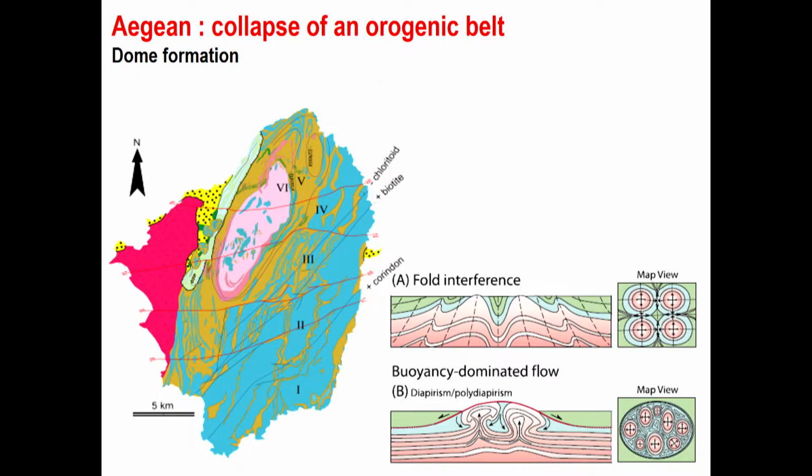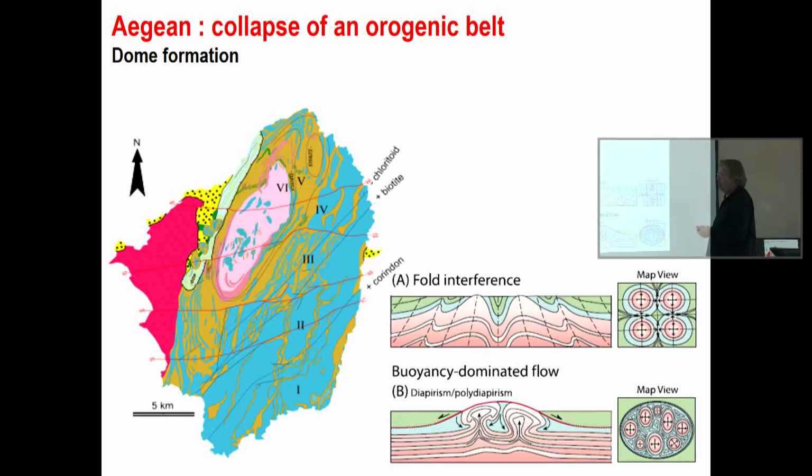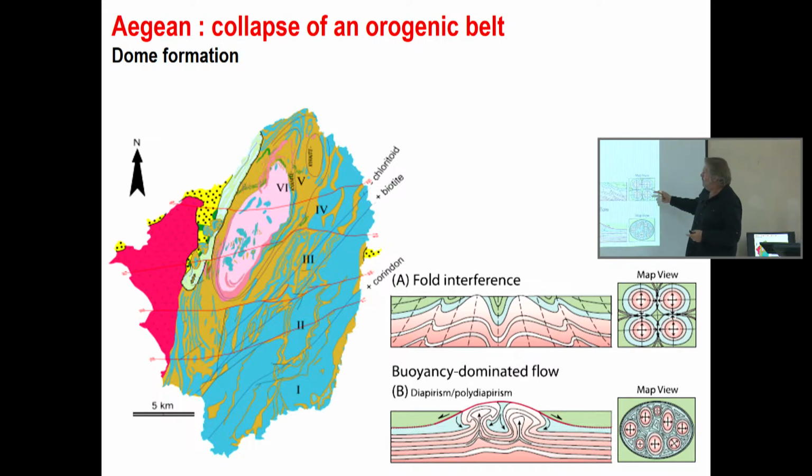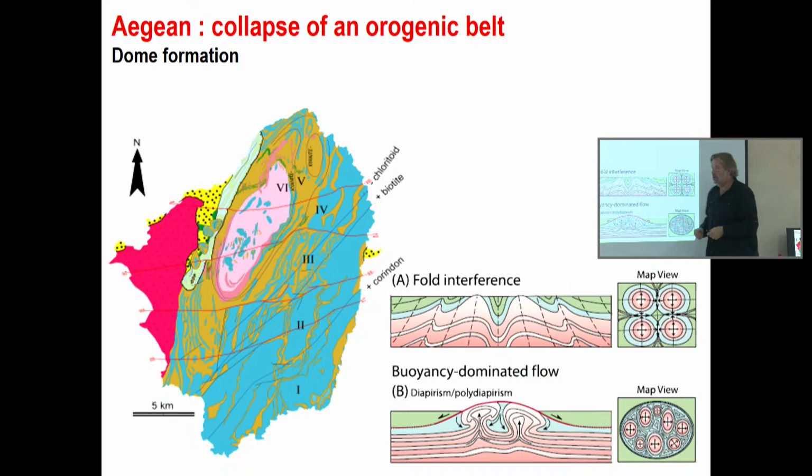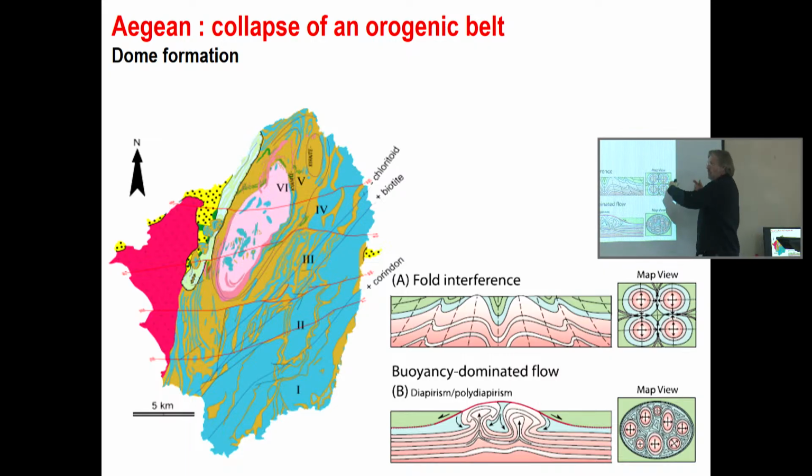So we're going to address the two questions: how we go from high pressure to high temperature, and what controls the dome formation. For dome formation, there are several models that have been invoked, either fold interferences with shortening directions that are perpendicular to each other, and that will lead to a map pattern like this, with shortening like this and shortening like that, either at the same time, so that's folding in 3D, or successively in time, like this and then like this.